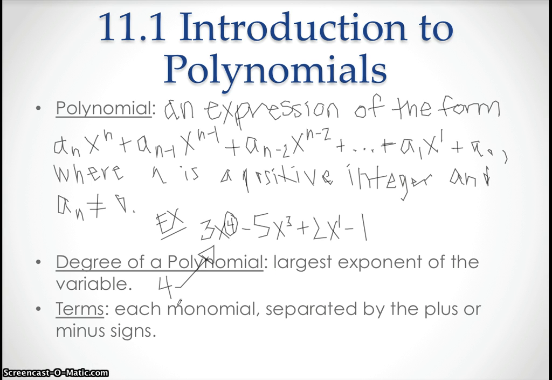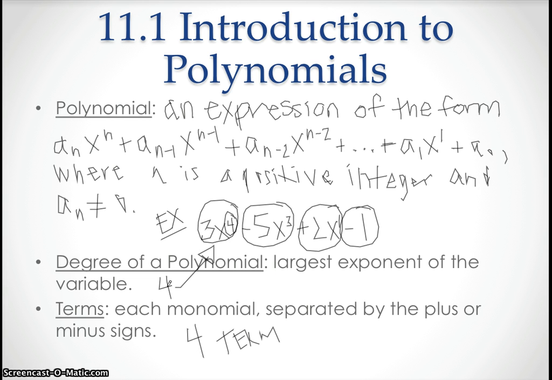Your terms are each monomial separated by the plus or minus sign. So 3x to the 4th power is one term. Negative 5x to the 3rd is another term. Positive 2x to the 1st power is another term. And this last guy is negative 1. It is also a term, even though it doesn't have a variable, excuse me. So if you were asked to classify how many terms this guy has, you would say it is also a 4-term polynomial.